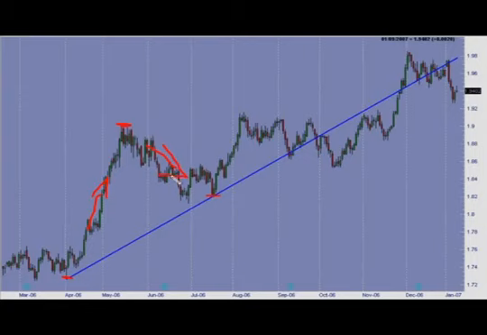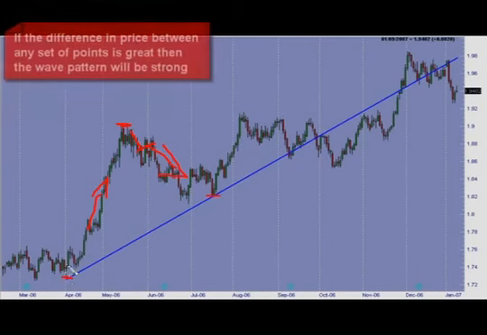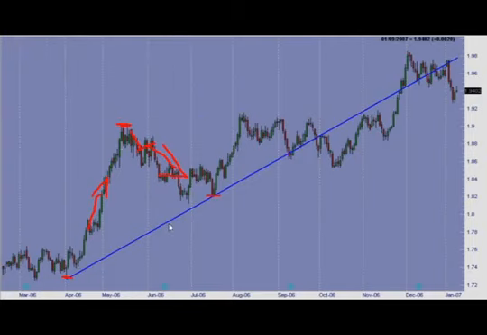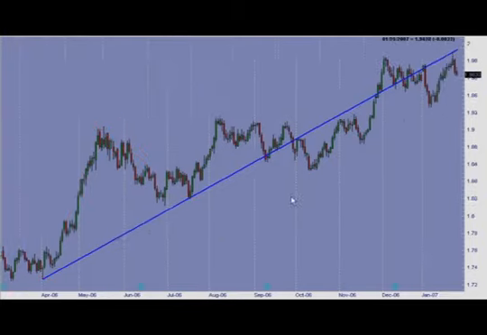Now there are cases where you may have a very narrow distance between B and C, but a long distance between A and B. The fact is, if one side has a greater length or distance in price, well then you have a strong wave pattern. So these are two things that can be used.